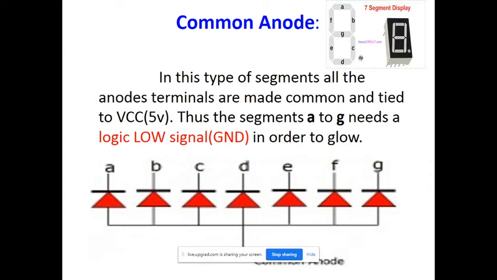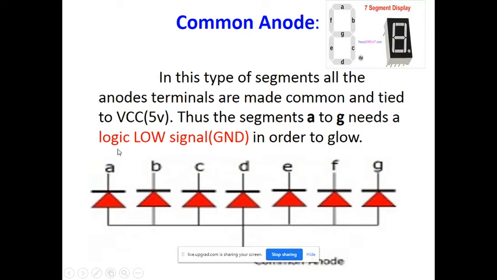The next configuration is common anode. In the common anode configuration there are 8 LEDs, and all the anodes are connected commonly to VCC. The other ends are A, B, C, D up to H. Now suppose this A terminal is connected to our controller. In our case the controller is the 8051, so A is connected to one of the port pins.